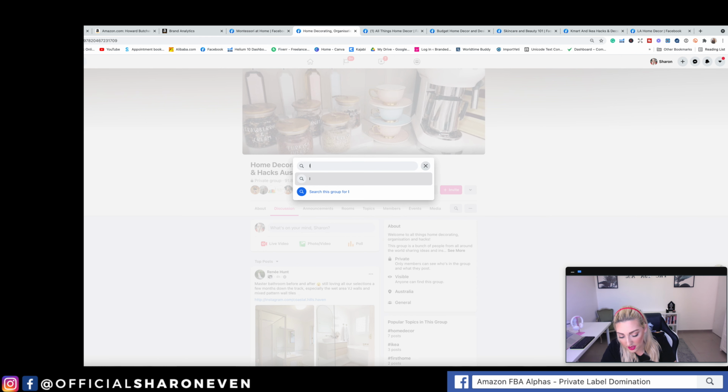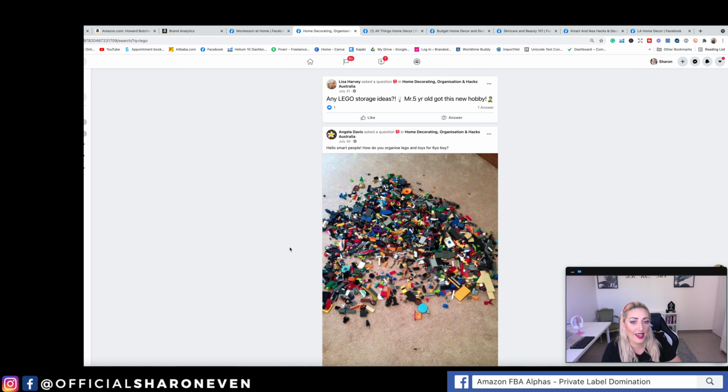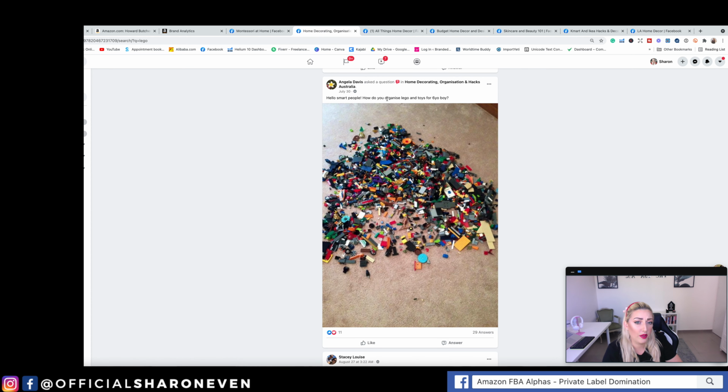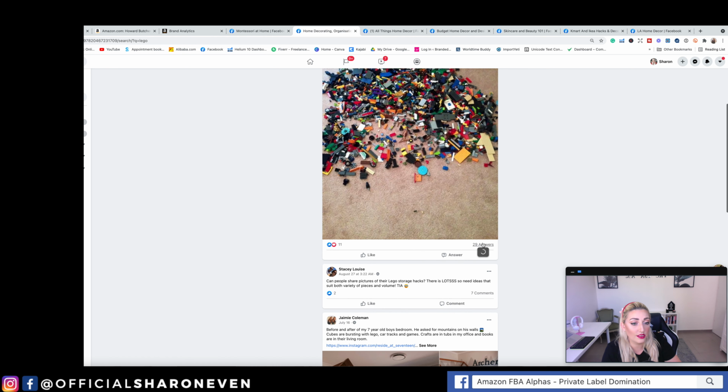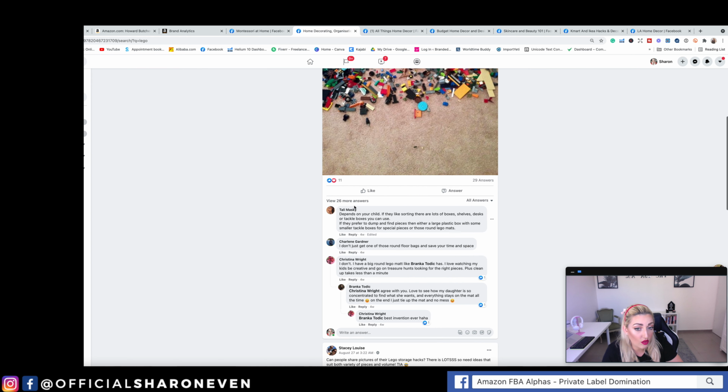So I could type in here, for example, Lego. And then I can see a whole bunch of different things that people have given advice on how to store your Lego. So, any Lego storage ideas, my 5-year-old got this new hobby. There's only one answer here. But here, hello smart people, how do you organize Lego and toys for 6-year-old boys? There's 29 answers here.